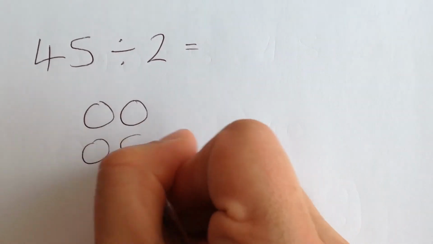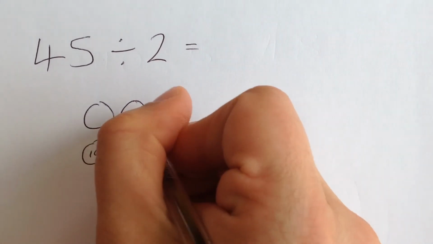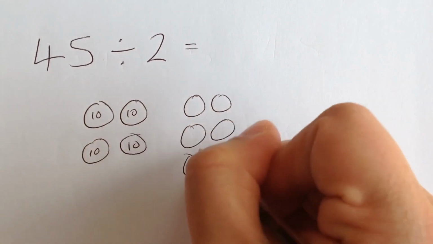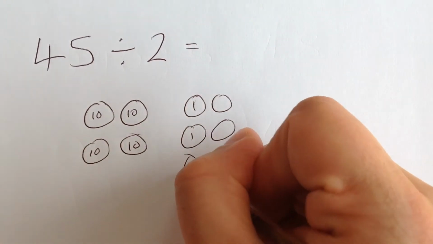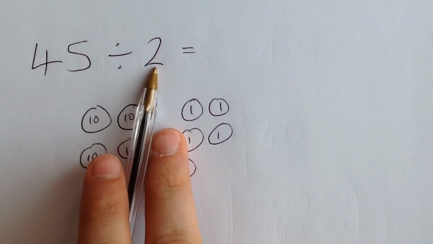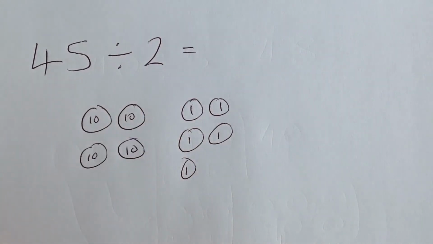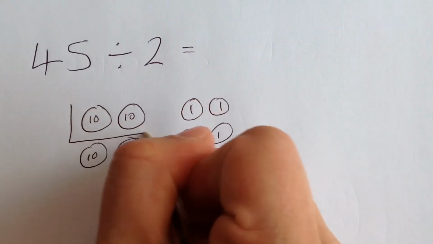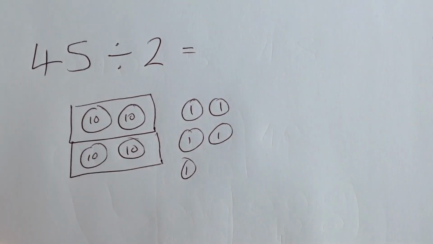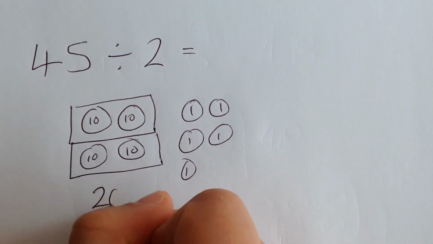1, 2, 3, 4 tens. There's my 40. And 5 ones. 1, 2, 3, 4, 5. And I've got ones there. Oh, this is going to be a much nicer one to do because I'm not going to have to do a lot of exchanging here. Can I group my tens into groups of 2? Yes, I can. So I've got 10, 20. There's 2 groups of 10, so I've got 20 in my answer.